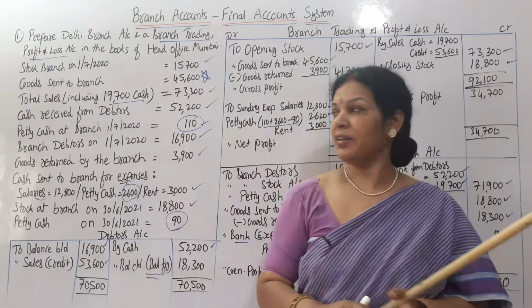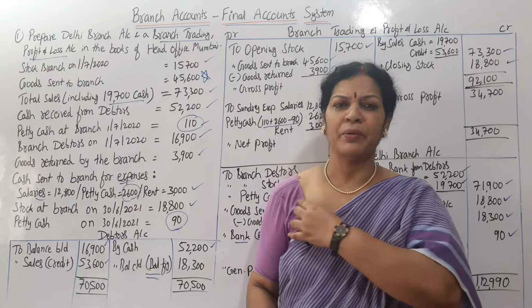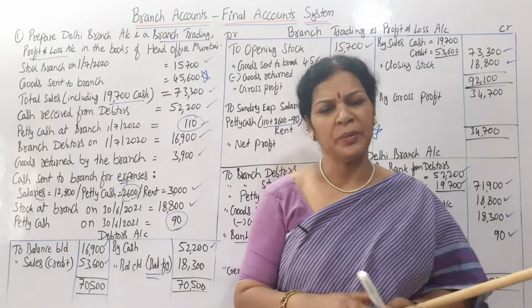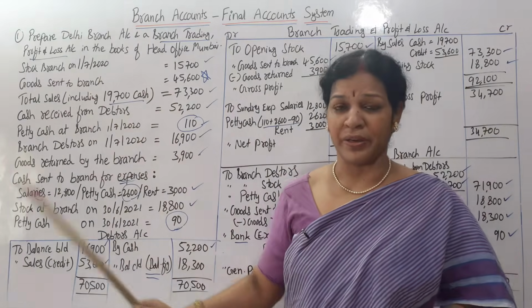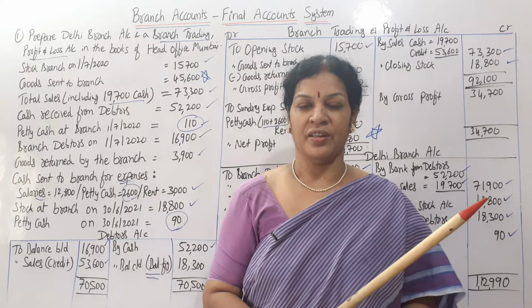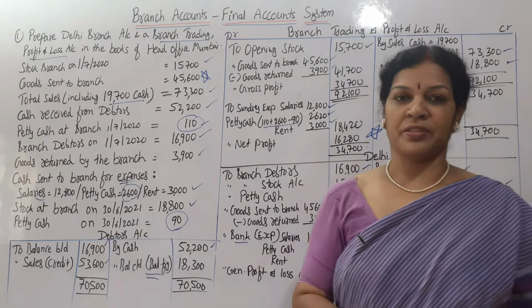Nothing to worry. The problem is simple. Same type of transactions that we have done in the previous method, the debtors method, you will find. Only the thing is we have opened trading and profit and loss account. That's it. Each and every item you have to think about, where does it come.